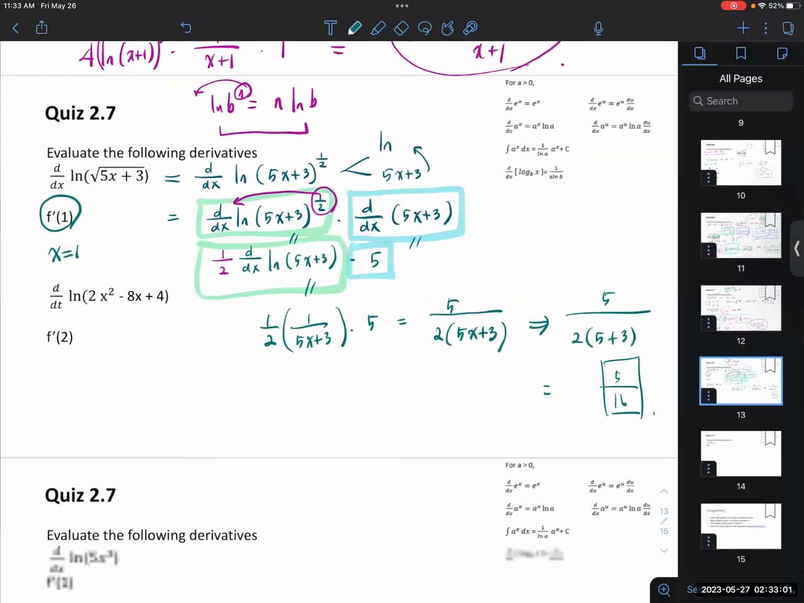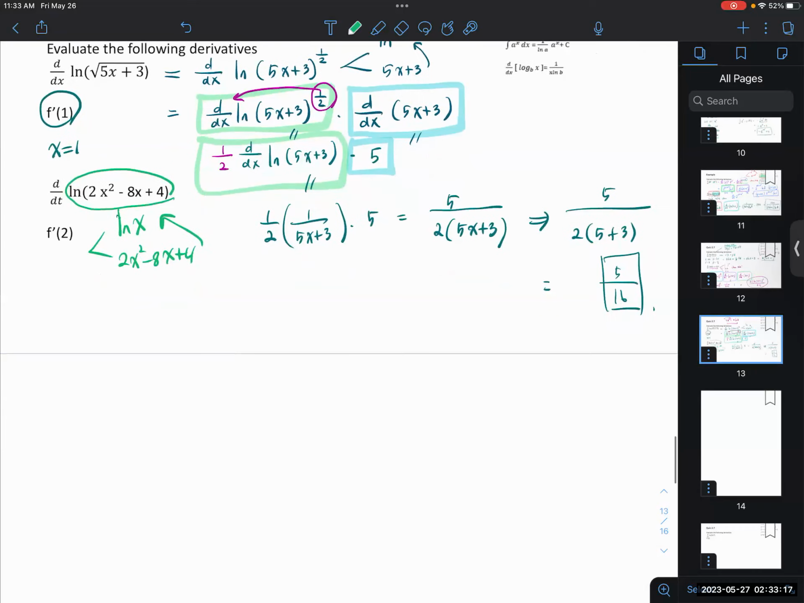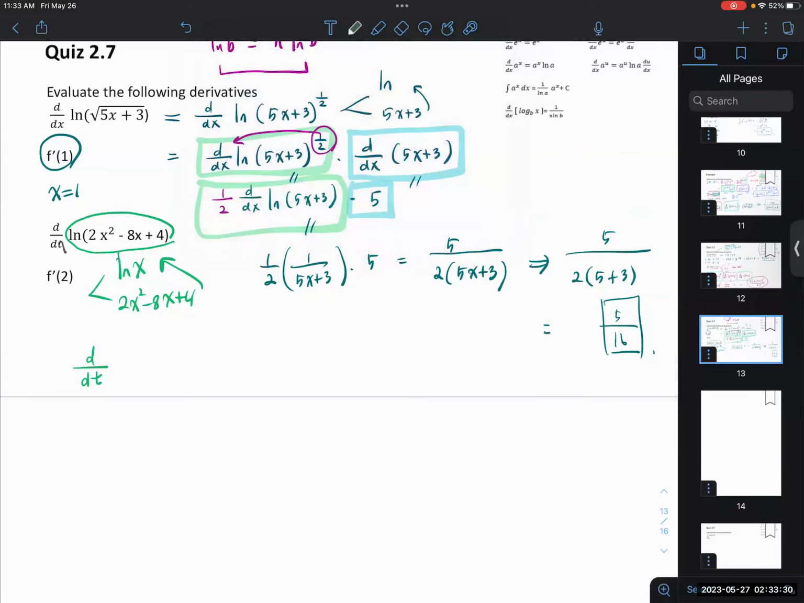Okay, so likewise, let's try one more. So here, what do you guys think? See the structure. You have the ln x function, and 2x squared minus 8x plus 4 has been subbed. So what are you going to do? This is inside and outside again. So d over dt. Actually, this one should be x because we have to get the same. So let's say this is x.